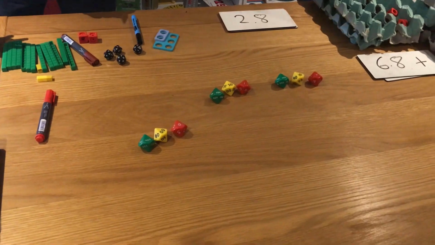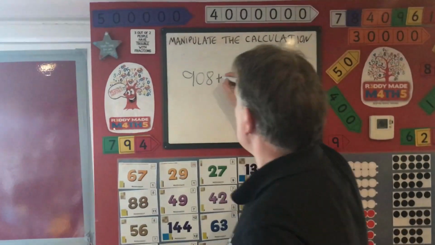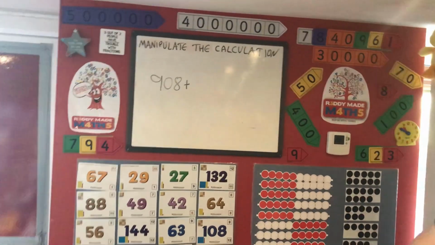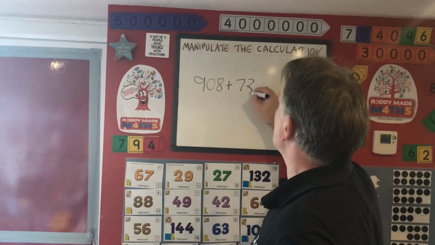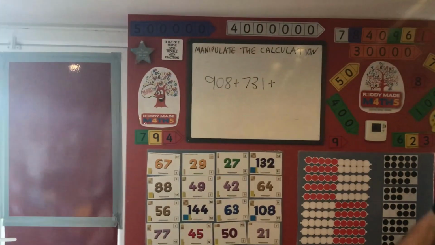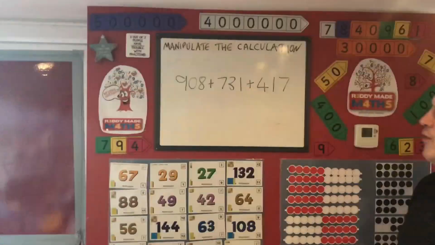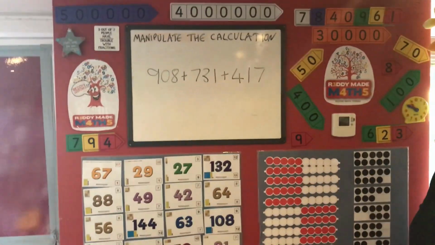We'll pause the video and we'll see what we can make of those numbers. So the first one is 908. It's an interesting one to manipulate. The second one is 731. And the third one is 417. So we'll pause the video there, have a look at those numbers. They look quite complex. How can we make those easier to work with?